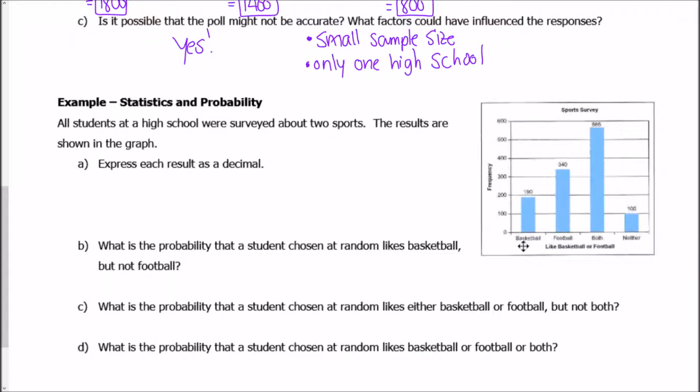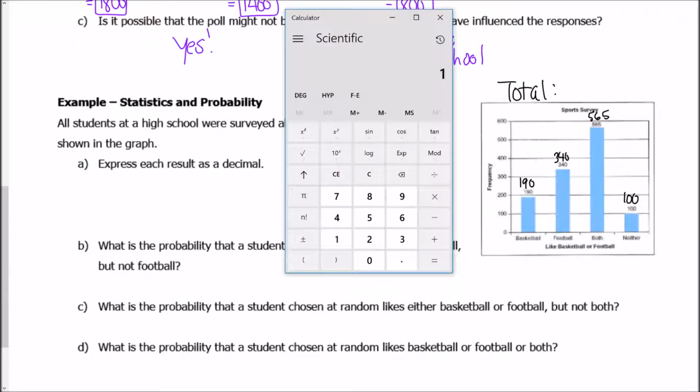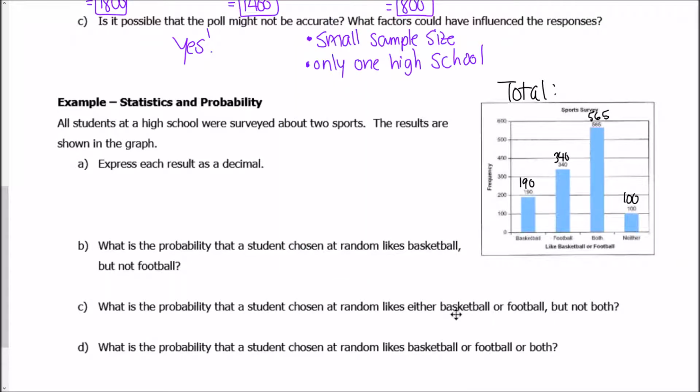So we're looking at students who like basketball, students who like football, students who liked both, and students who like neither. Okay, and in case you can't read these numbers, this is 190, this is 340, this right here is 565, and then this number over here is 100. So the first thing we need to do is find the total number of students that were surveyed, okay? So we're just going to add all of these numbers together. So 190 plus 340 plus 565 plus 100, we know that there's a total of 1,195 students.